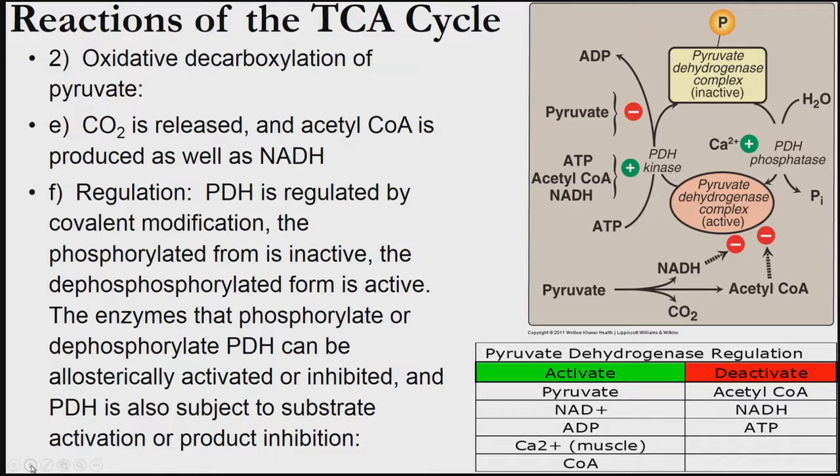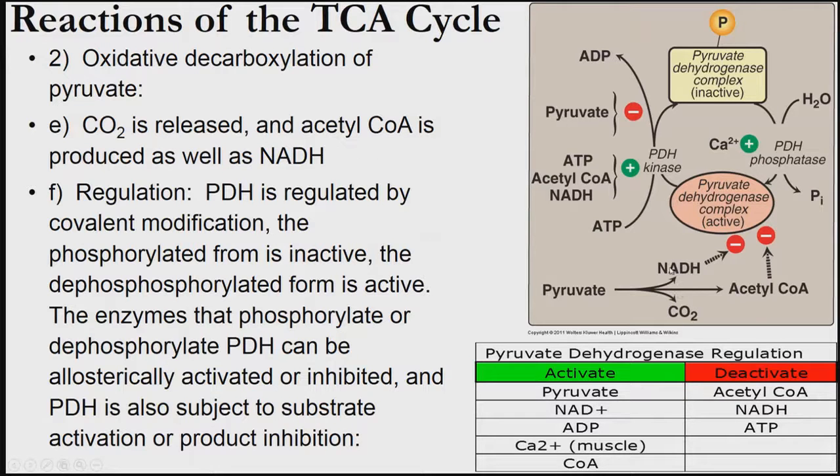So the actual reaction is an oxidative decarboxylation of pyruvate. So we're actually losing one of the carbons. Pyruvate has 3 carbons. We're going to lose 1 carbon right here as CO2, and then when we go through the TCA cycle, we're going to lose the other 2 carbons as CO2. So the CO2 you're breathing out comes from the TCA cycle and from this pyruvate dehydrogenase complex.